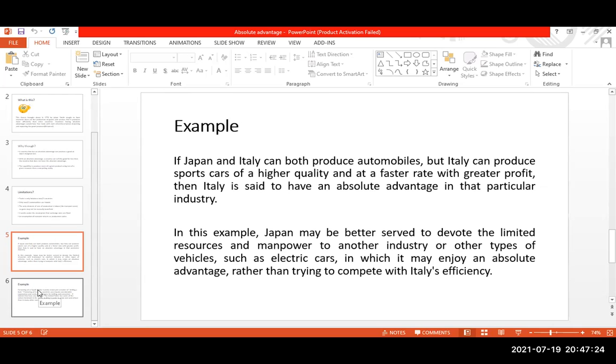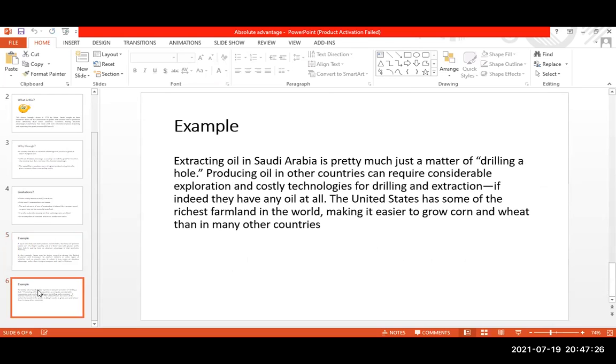Our second example really has to do with oil and agriculture. I'm sure you're aware of Saudi Arabia's capability in the production of oil. We know they have a lot of millionaires and billionaires. They just went into their backyard and drilled a hole, and what do you know, there's oil, right? So Saudi Arabia really has the handle where oil production is concerned.